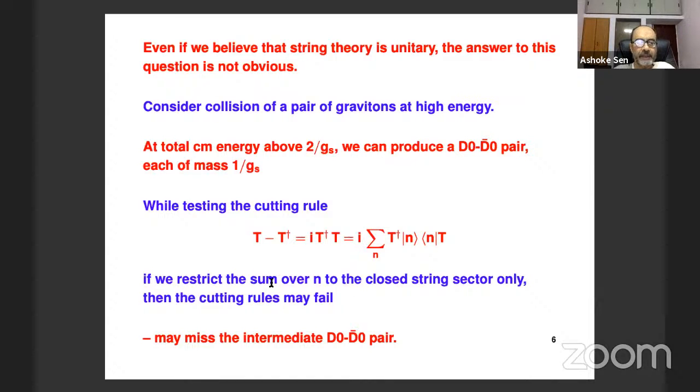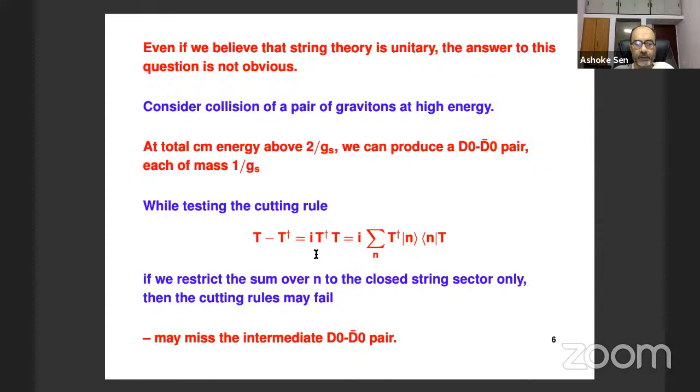Let's suppose that we have a collision of a pair of gravitons at high energy. If we have a total center of mass energy that is above 2 over g_string, this is in type IIA string theory, we can produce a D0 D0-bar pair, each of which has mass of 1 over g_string.